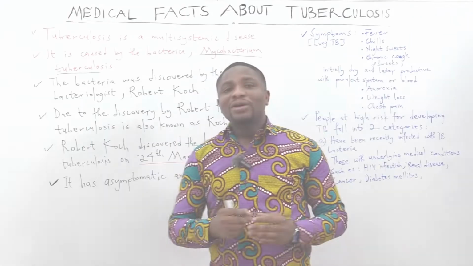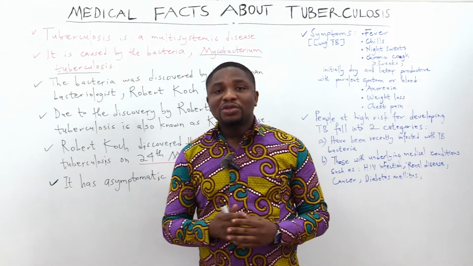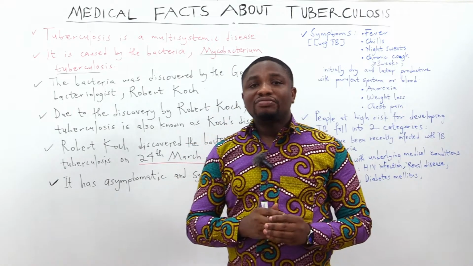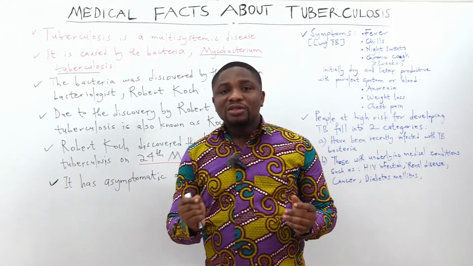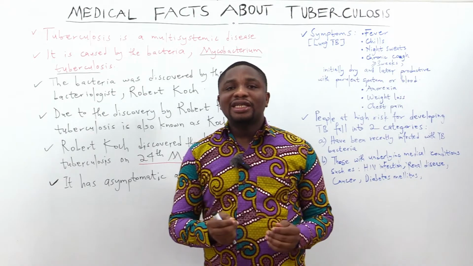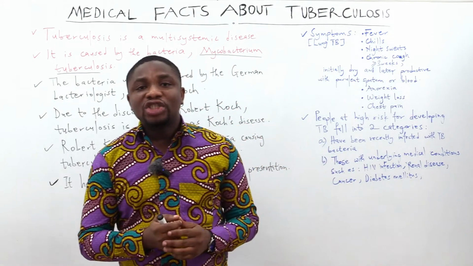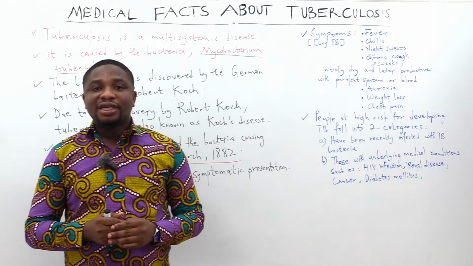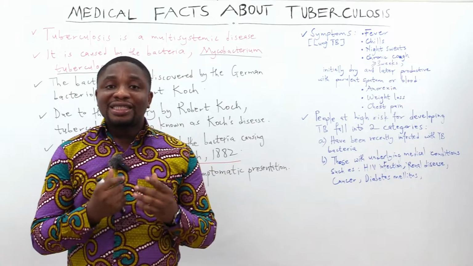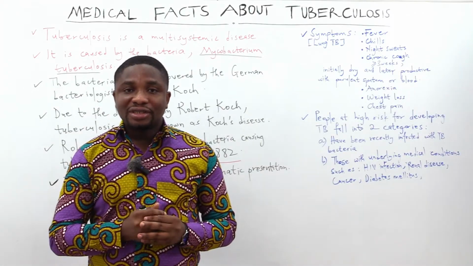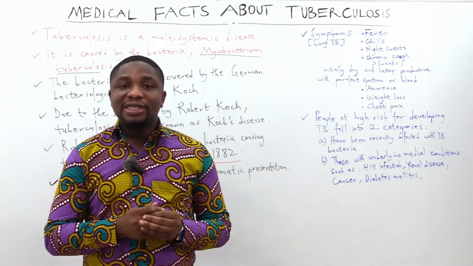Tuberculosis is also transmitted by air droplet spread from one infected person to a healthy individual. Tuberculosis has two forms of presentation. It can present without symptoms and it can present with symptoms. If it's not presenting with symptoms, then we'll say that is a latent tuberculosis infection. If it's presenting with symptoms, then we call it an active tuberculosis infection or an active tuberculosis disease.